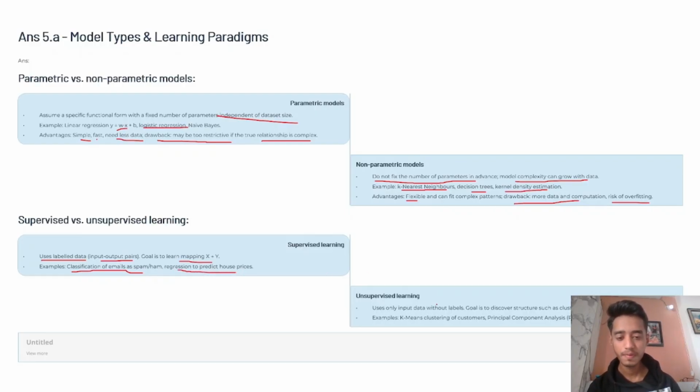Whereas in unsupervised learning, it uses only input data without labels. Goal is to discover structures such as clusters or latent representation. In this learning, there is no input-output pair. The model learns only from input, and its goal is to discover structure in that data and create clusters so that it can be easily represented. Example: K-means clustering of customers, principal component analysis for dimensionality reduction.